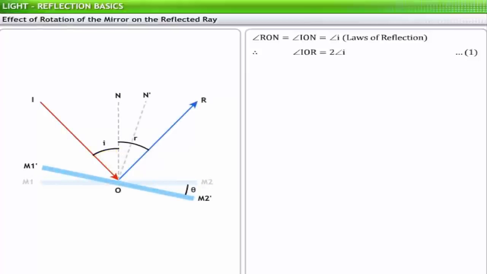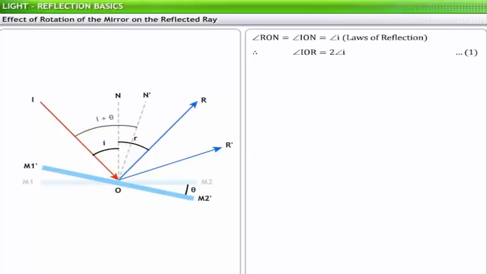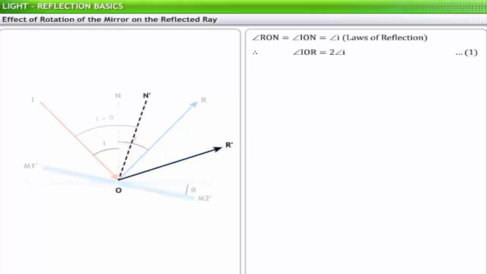Let the mirror be rotated through an angle theta about point O, so that M1', M2' is the new position of the mirror, and ON' is the new position of the normal. The position of the incident ray remains the same. But the new angle of incidence is angle ION'. Angle ION' equals I plus theta. Let OR' be the reflected ray such that angle N'OR' is the new angle of reflection.